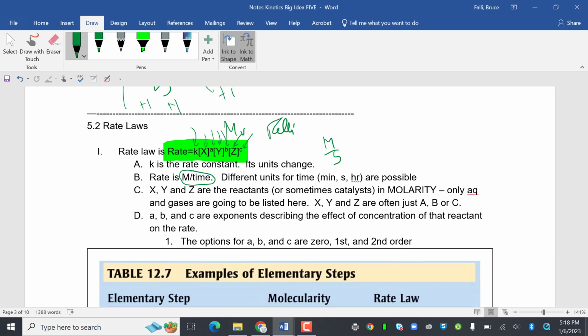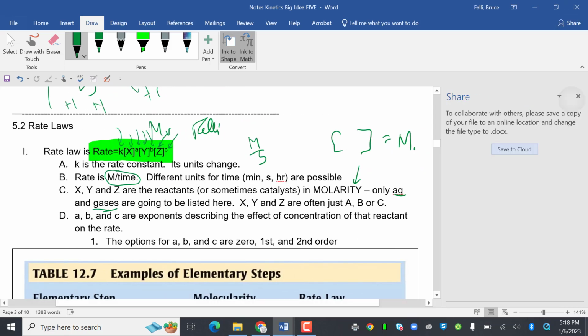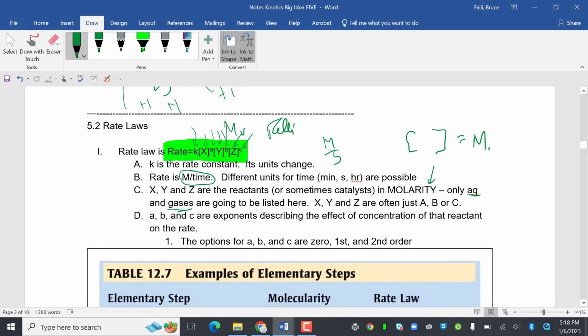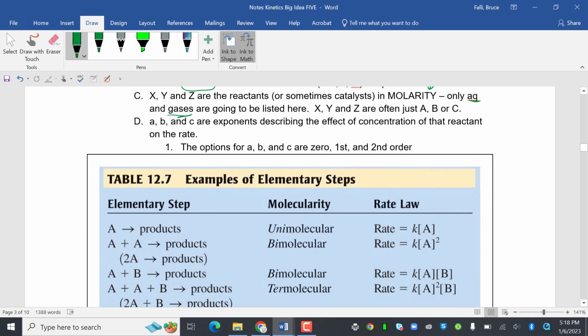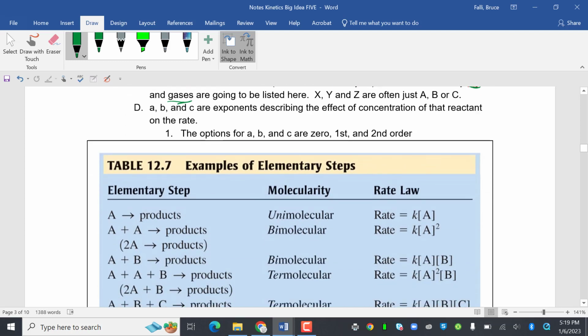x, y, and z are the reactants, or sometimes catalysts, in molarity. So notice anything in brackets means that it's molarity. Okay? Only aqueous things and gases could possibly be listed here because solids and liquids don't have a changeable molarity. Their molarity would really be their density. Okay? Little a, little b, little c are exponents describing the effect of the concentration on the reactant rate. The options for a, b, and c are 0, 1, and 2.